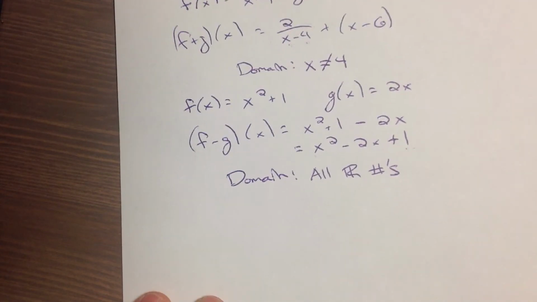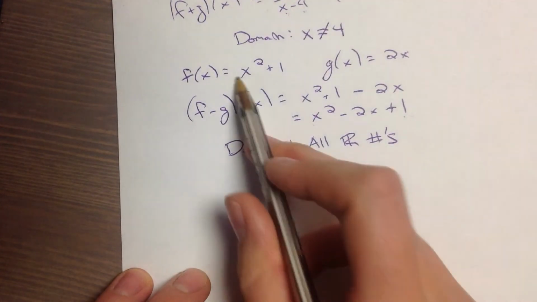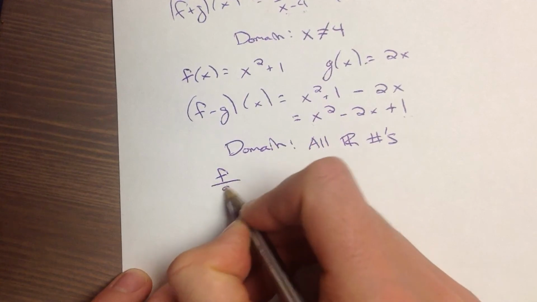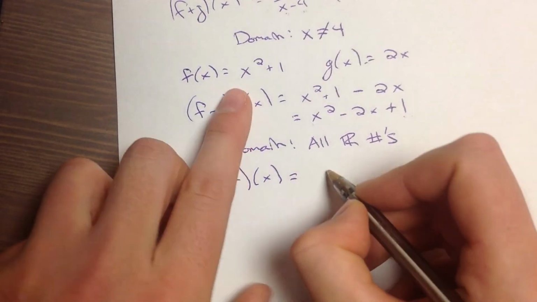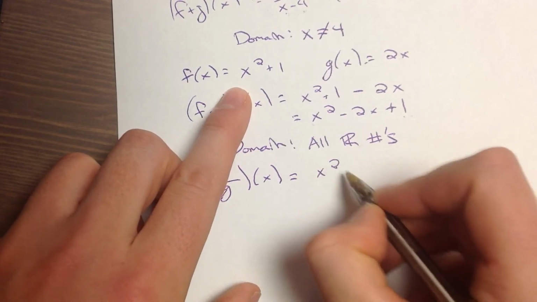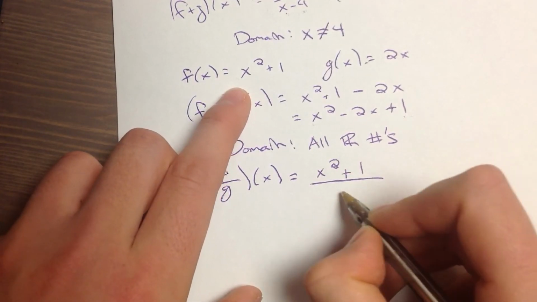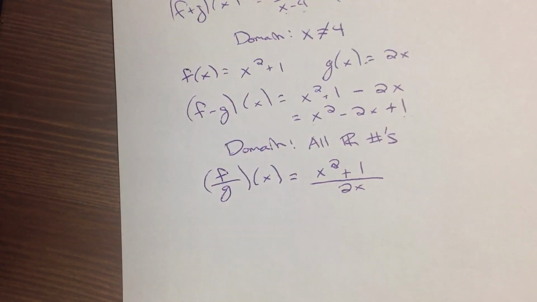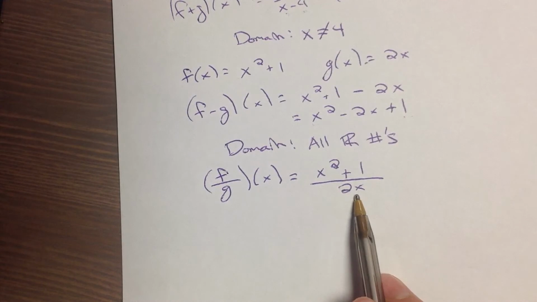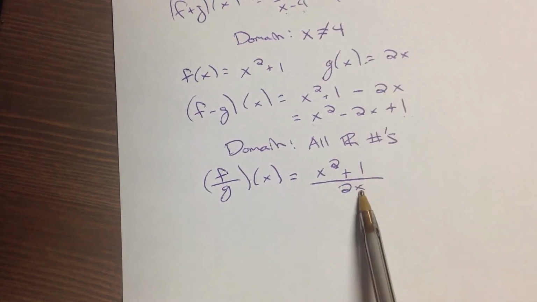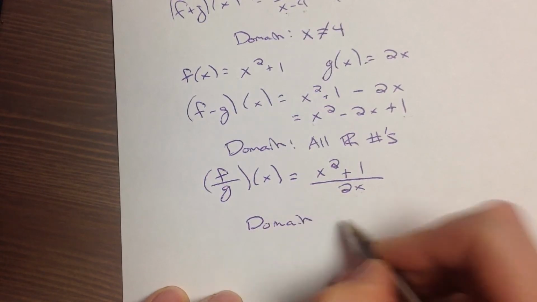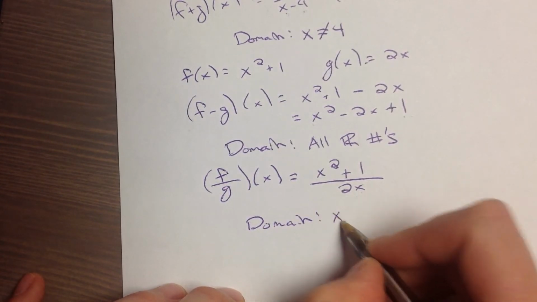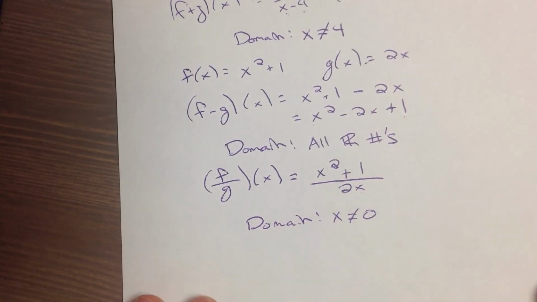But if we take those same two last functions, f and g, and say we wanted to do a divide, well, f is x squared plus 1, and g is 2x. So now we have to ask ourselves, where's the issue? Well, the issue is where g of x is equal to 0. This happens to be when x is equal to 0. So our domain is going to exclude where x is equal to 0.